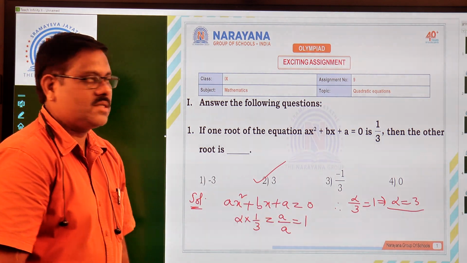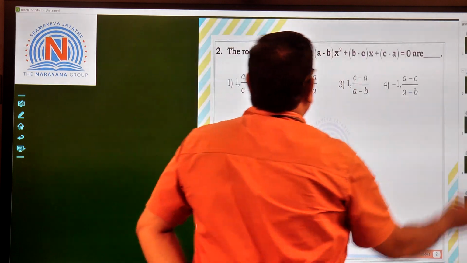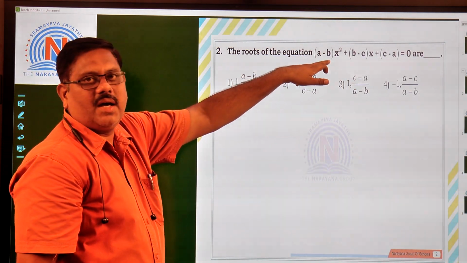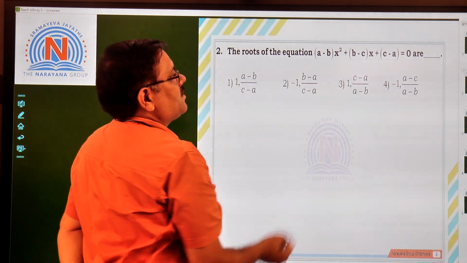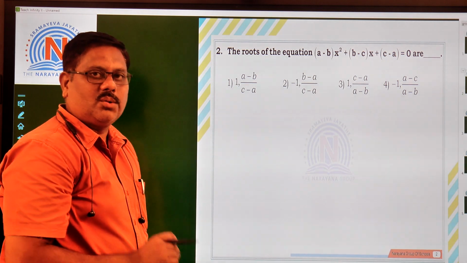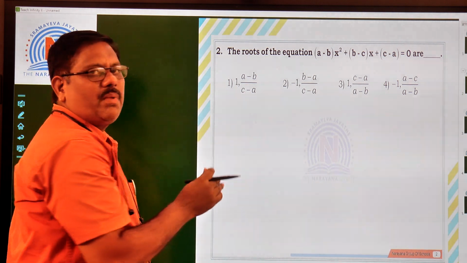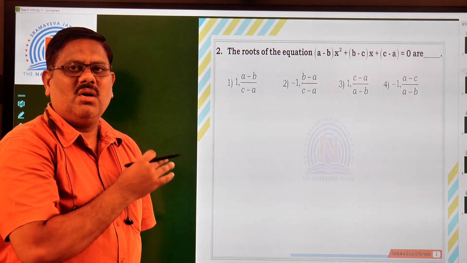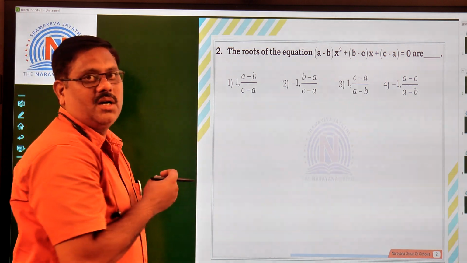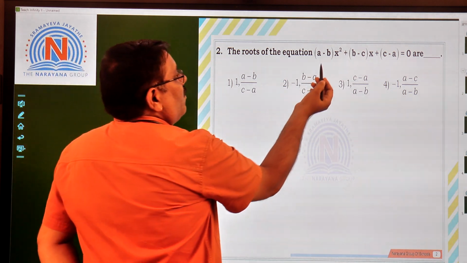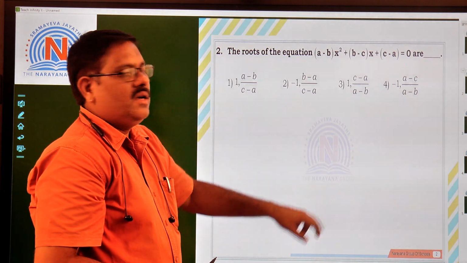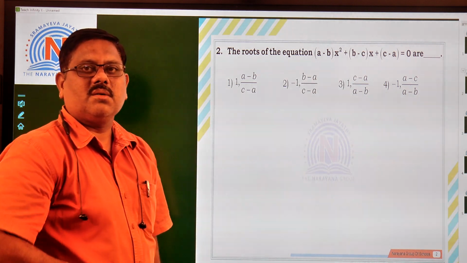Okay, now we'll move to the next question. The roots of the equation a minus b times x square plus b minus c times x plus c minus a is equal to 0 are, what are the roots? Here there is no need to apply any quadratic formula or to factorize it. We have a very simple and very important concept to note here. The x square coefficient is a minus b, the x coefficient is b minus c, and the constant term is c minus a.